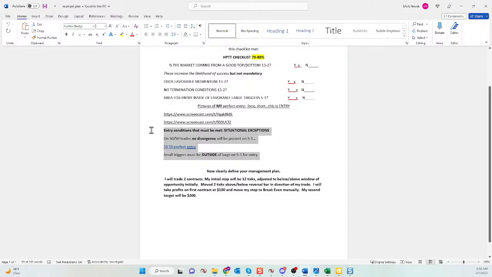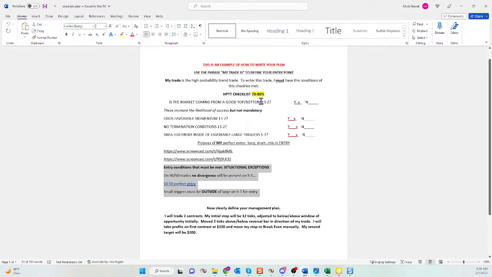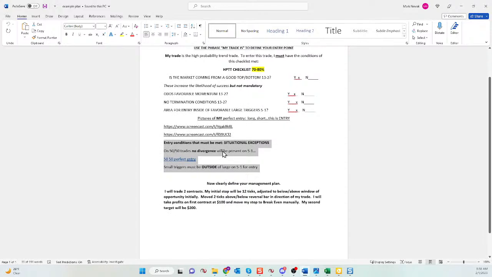As you work into medium probability trades, you may have those situational exceptions. On a 50-50 trade, where an area has the potential to break, I'm going to insist that there's no divergence on the 5-1. I'm going to insist that the small triggers must be outside of the large on the 5-1. As I learn to read charts, this is my best chance of success on that 50-50 style trade. So guys, high probability, first 30 days, adding into your first medium probability trade, and each and every time you add a trade to your plan, you need to create a new checklist, you need to create pictures of the rules, and you need to practice and simulate.